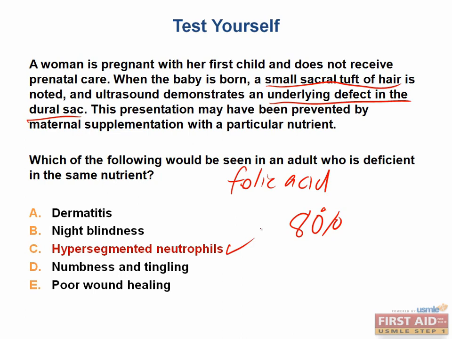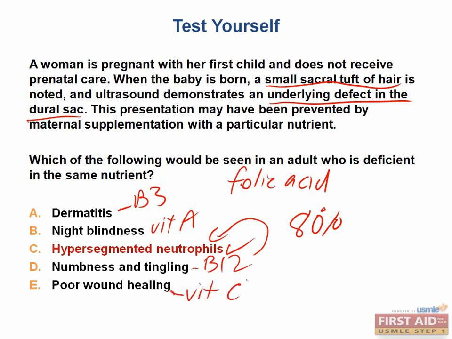Now, dermatitis is a part of a triad of symptoms, but that is seen in B3 deficiency. That triad of symptoms is dermatitis, diarrhea, and dementia. Night blindness, you should know, comes from vitamin A deficiency. Numbness and tingling you would see in another B vitamin, that it would be B12 deficiency. You should also remember that B12 can also lead to a megaloblastic anemia, which of course hypersegmented neutrophils are a part of. And then poor wound healing is again another hallmark of vitamin C deficiency.